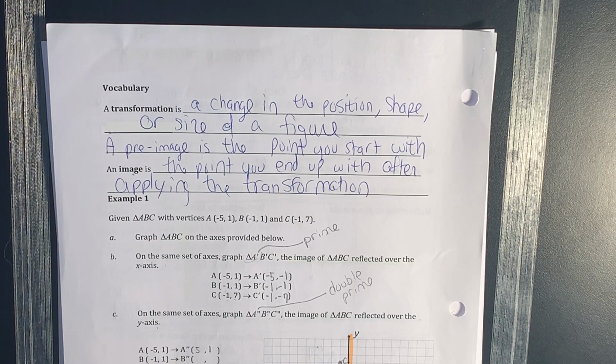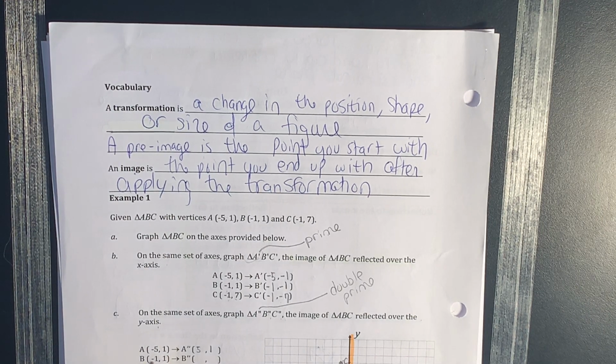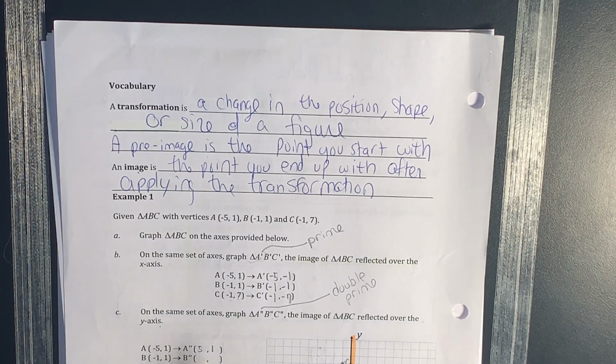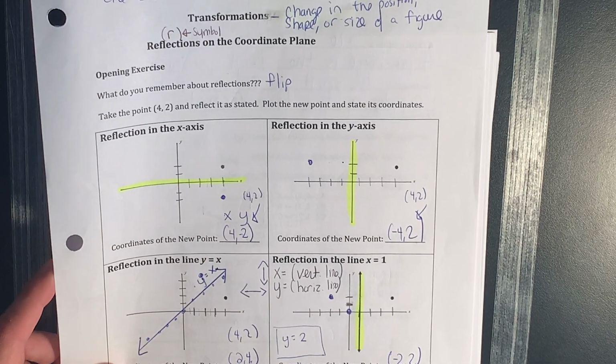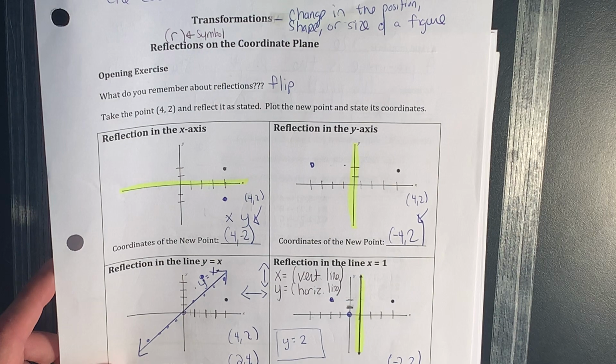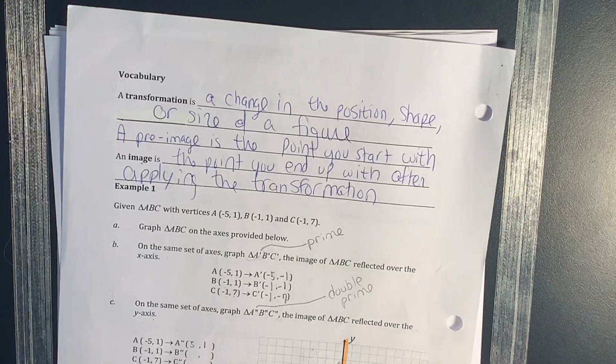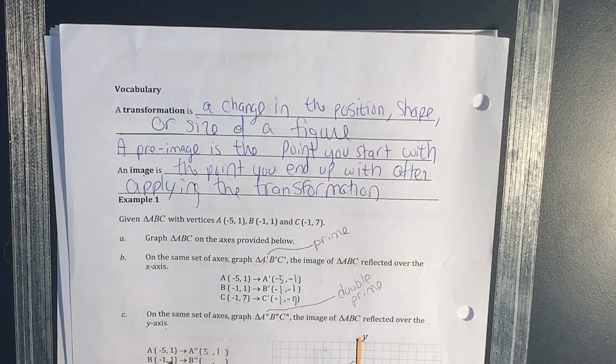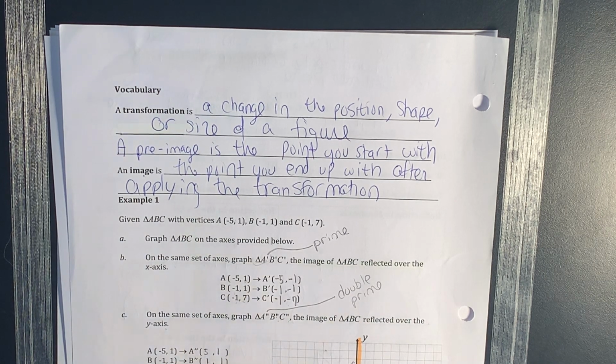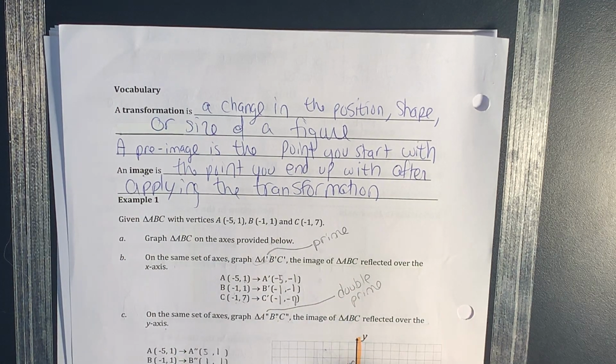Now, if you would like to apply the rule, here's what you would do. You start with B, which is at -1, 1. We're going to reflect in the y-axis. I'm going to look back at the rule. Reflection on the y-axis: you're going to change the sign of the x, but keep the y the same. So we're going to change the sign of the x to the opposite, and we're going to keep the y exactly the same. So if we were to plot this point, we would be at 1, 1. We're going to call it B double prime.